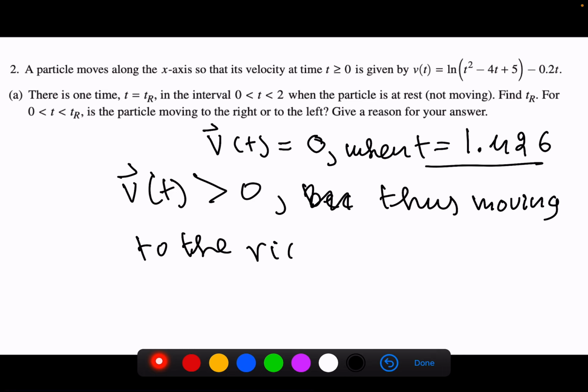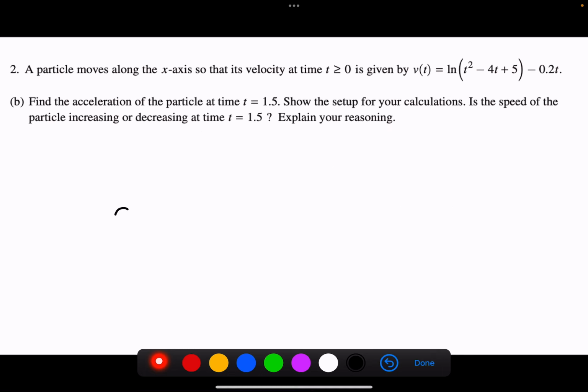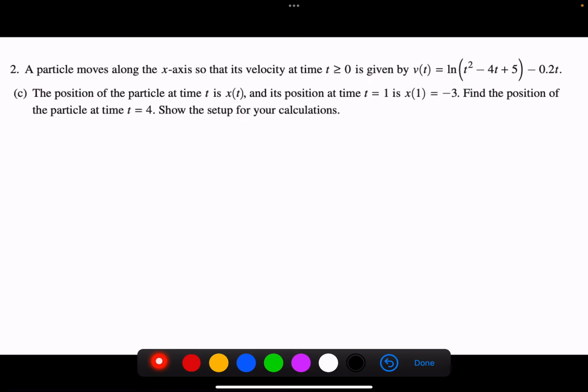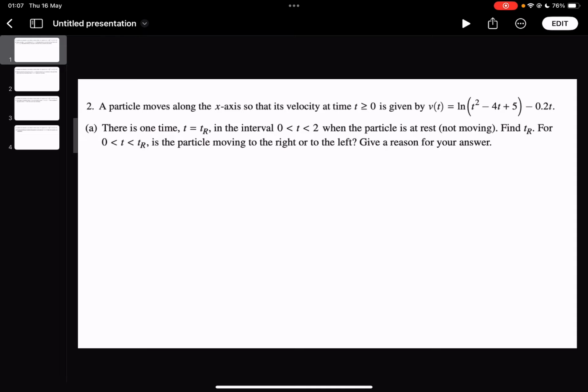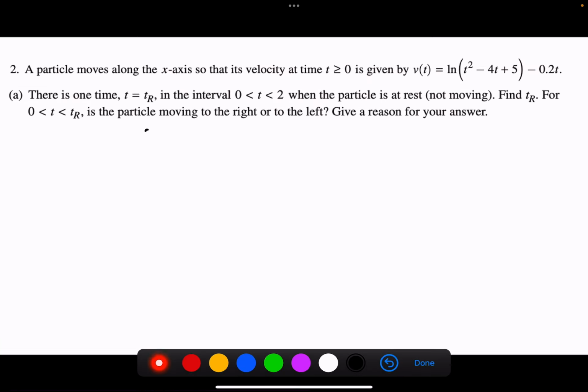And if I want to be a little more specific, I could say during this interval, in this interval over here. Now let's move on to question B.